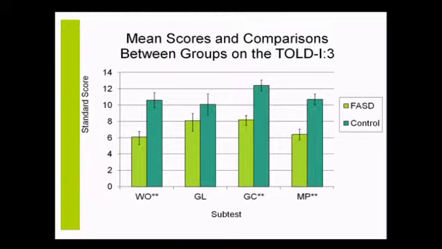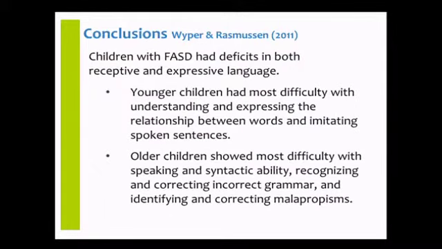So what do we make of all this? Well, first of all, they have deficits both in the receptive and expressive language, which supports the previous research out there. It's not just their understanding or their spoken language. They have difficulty in both of them, actually.